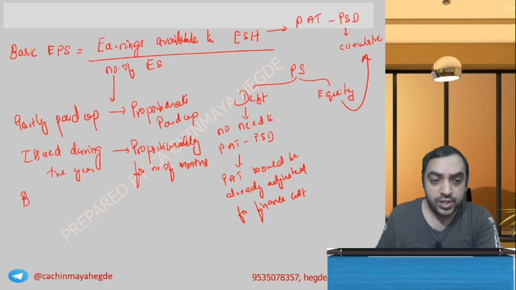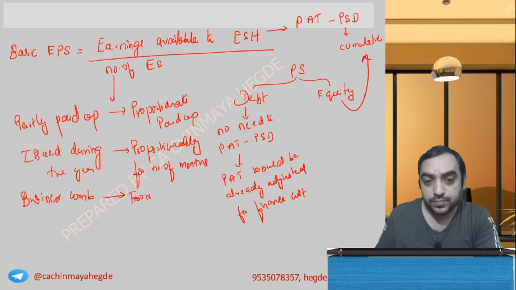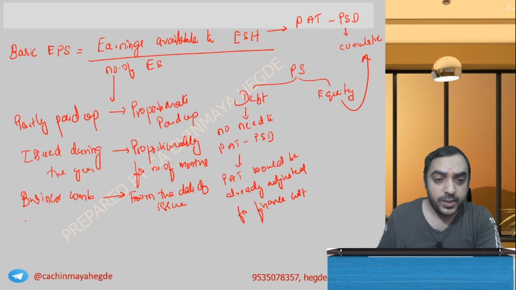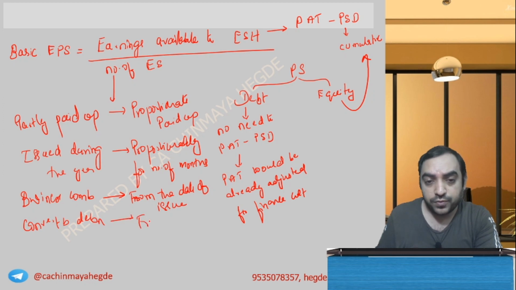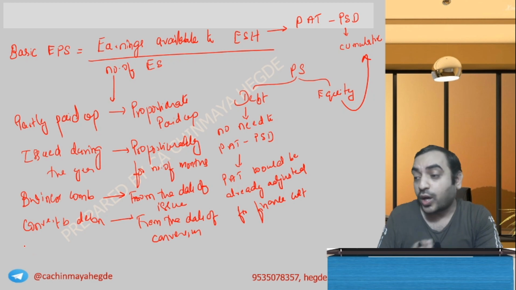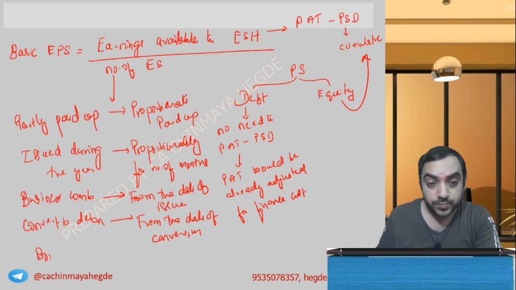Then business combination: shares issued from the date of issue. Convertible debentures: from the date of conversion. Rights shares: from the date of issue of rights. What is important is bonus.